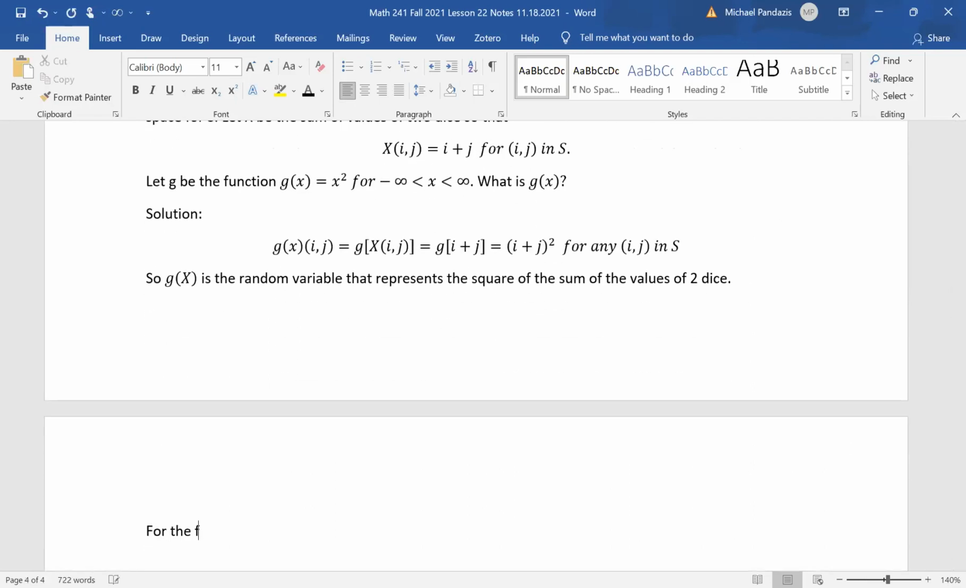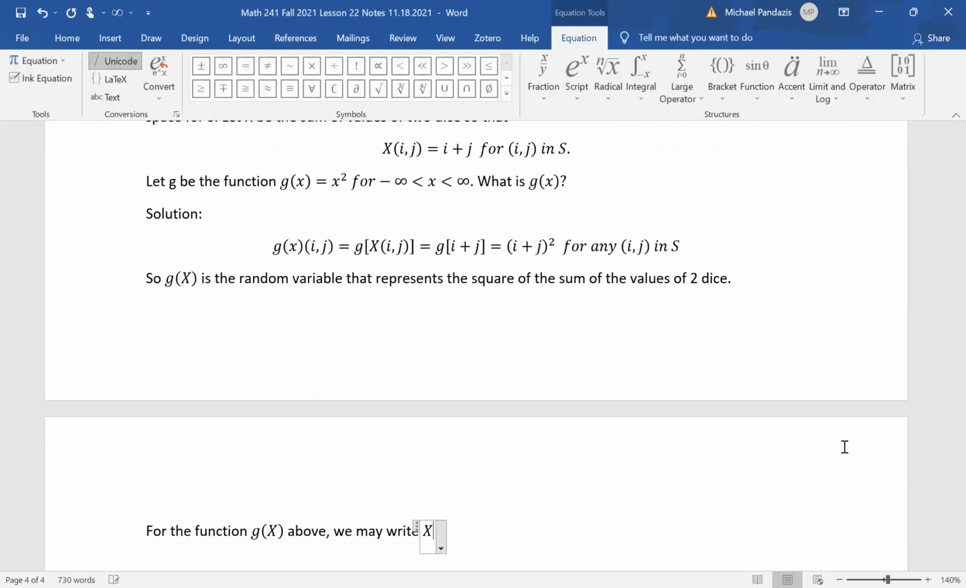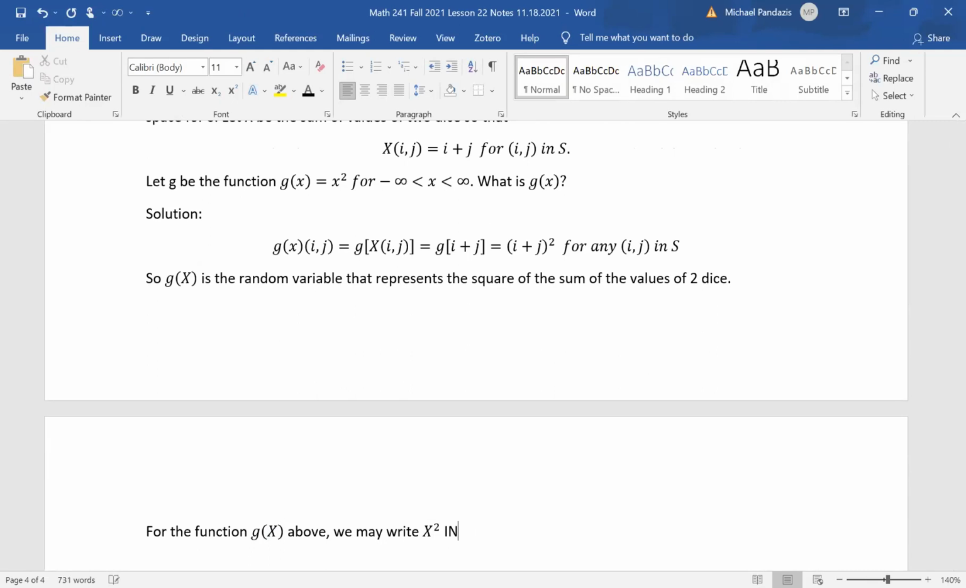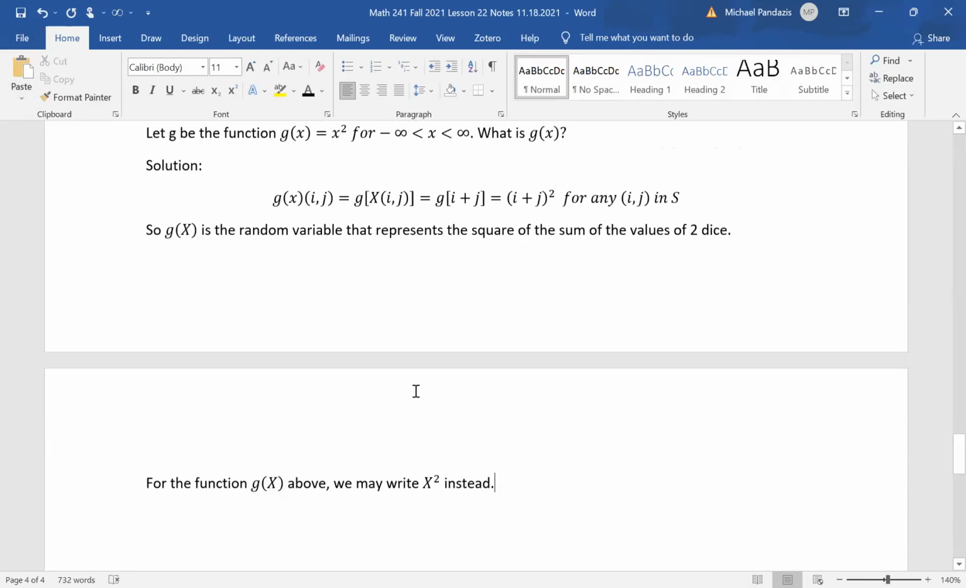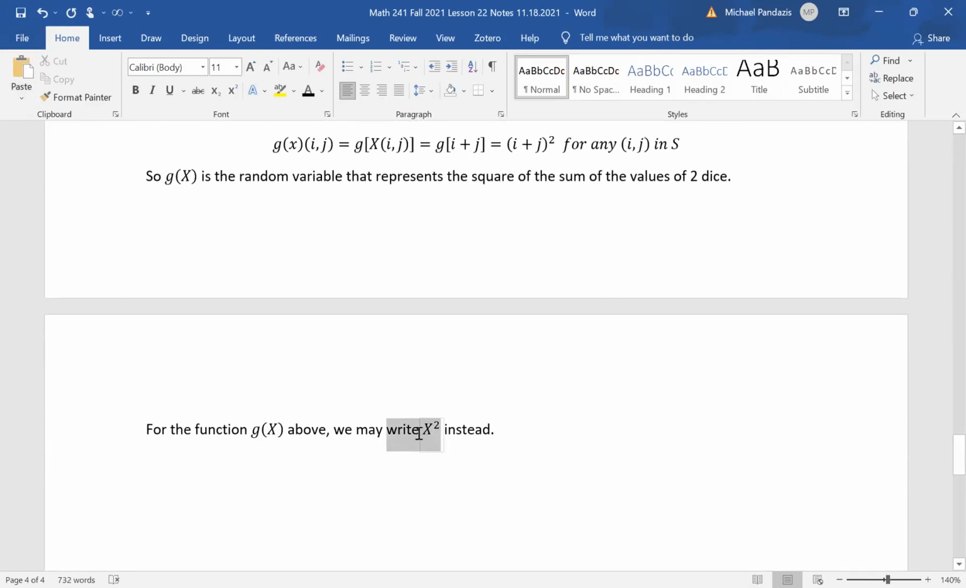Okay, for the function g of x above, we may write X squared instead. So instead of writing g of capital X, where g of x is x squared, you can instead write X squared. What that says is you have your random variable X, and then you're squaring the result.